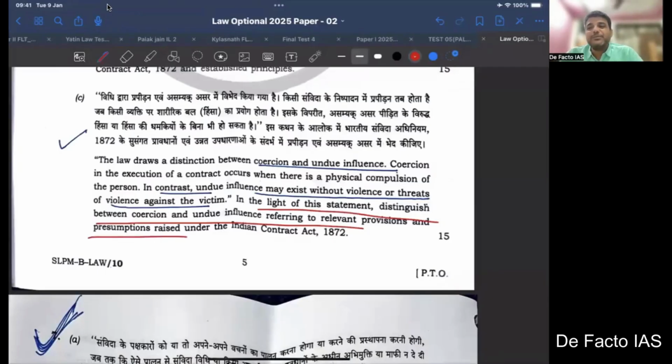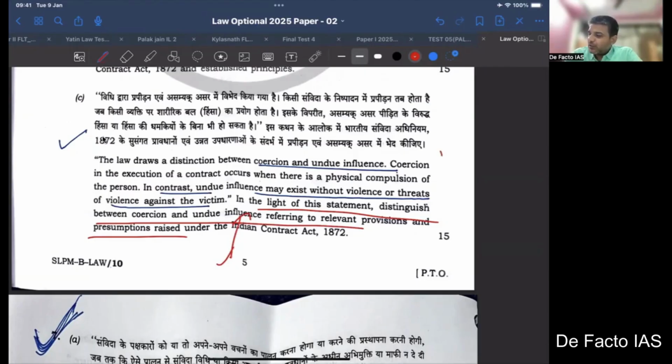What will happen? What are the presumptions raised? Now, you must be knowing that in the case of undue influence, once that position of authority is proved, the burden of proof shifts. Right? Once the position of authority is there, the burden of proof shifts. So that is the question basically they wanted to know. Right? Now again, very easy.